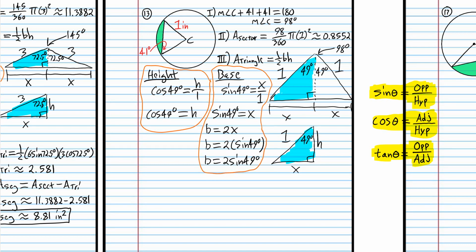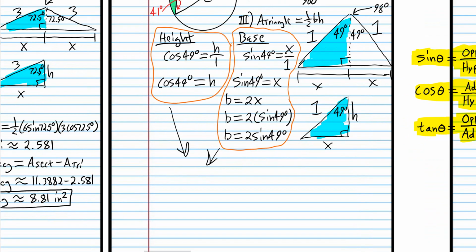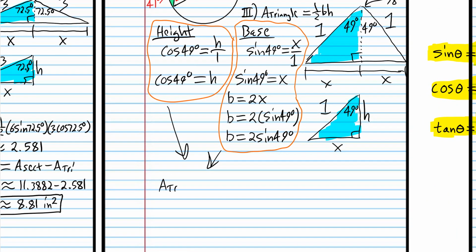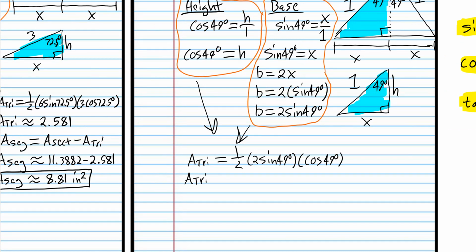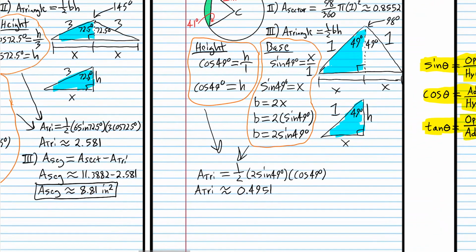So now we combine that information. Area of the triangle is equal to 1/2 times the base times the height. So the area of the triangle is approximately 0.5 times 2 equals, times 49, the sine button, equals, times 49, the cosine button, equals. And we get 0.4951.